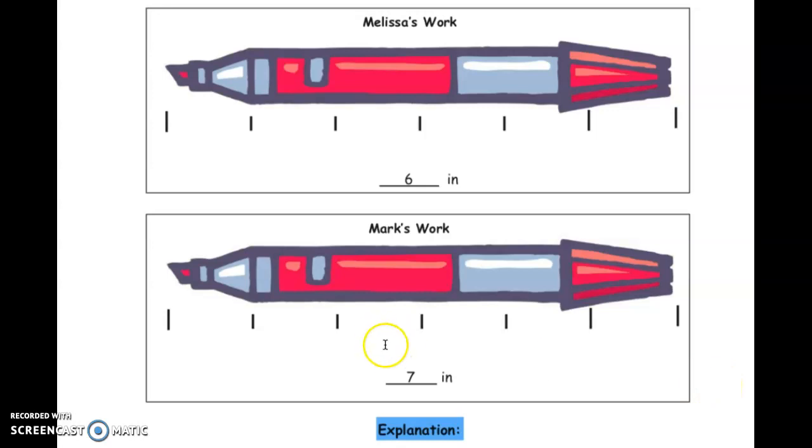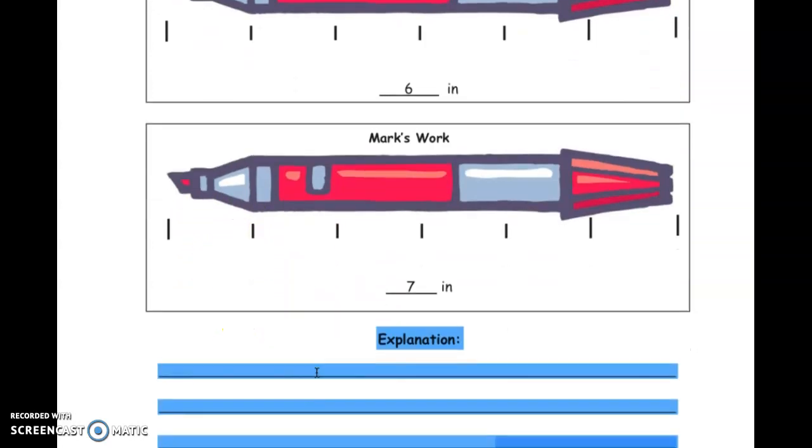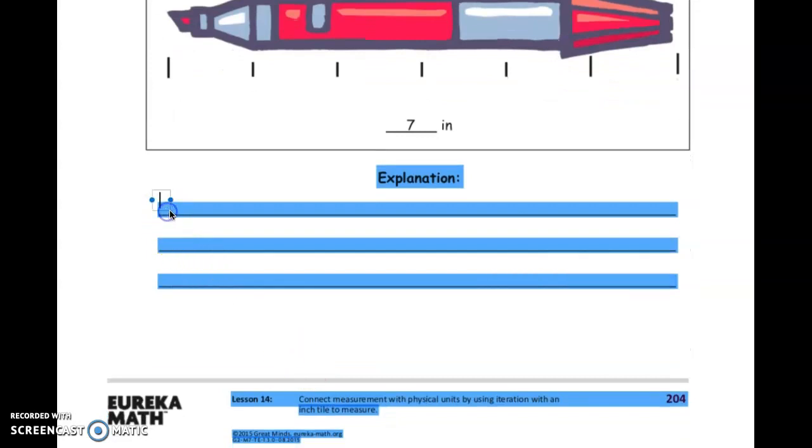Well, if he put 7, I can see that there's 1, 2, 3, 4, 5, 6, 7 lines. Mark forgot that you start at 0 when we're measuring, and we're counting the space in between, not the actual lines. So in my explanation, I'm going to write that.